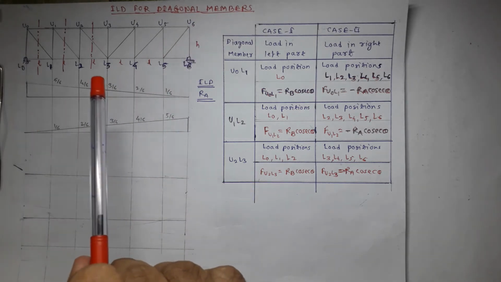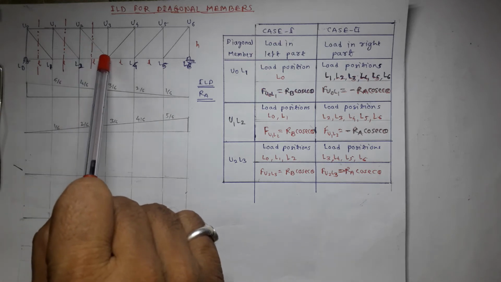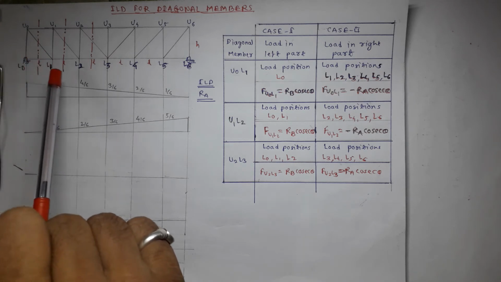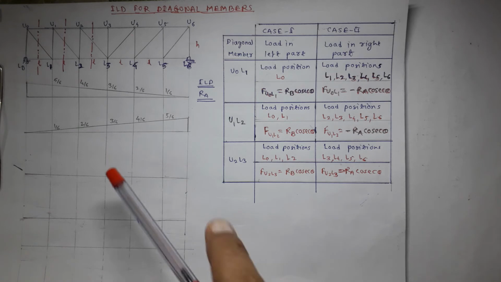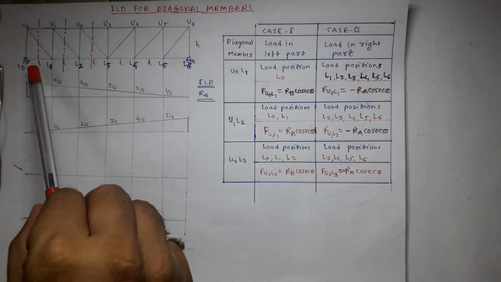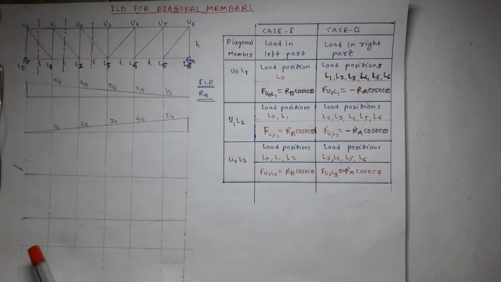Now in order to get the ILDs for these diagonal members, I am going to draw the ILD for diagonal members in the left part. And using the ILDs for these diagonal members in the left part, we can easily draw the ILDs for the diagonal members in the right part. So let us go through the ILD for the diagonal members in the left part.